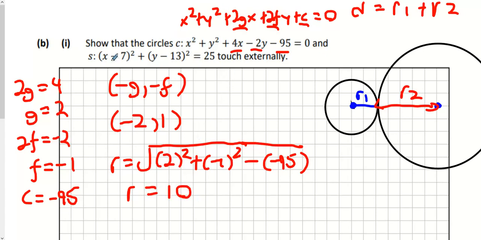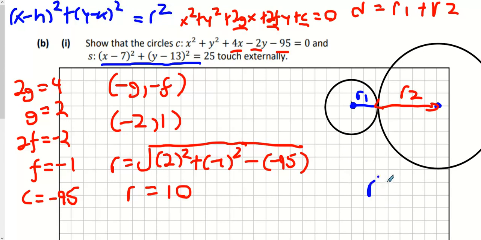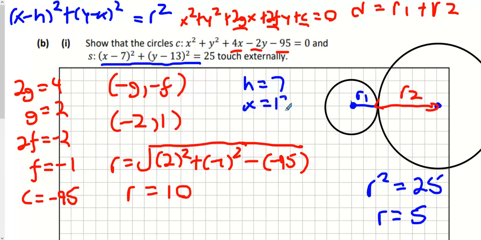Next thing we're going to do is use the HK method for this. (x minus h) squared plus (y minus k) squared equals r squared. r squared is 25. This means that r equals 5. Then h is 7 and k is 13. So the center of the circle will be (7, 13).